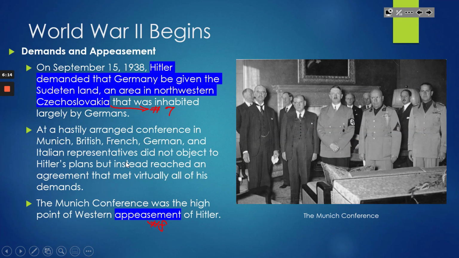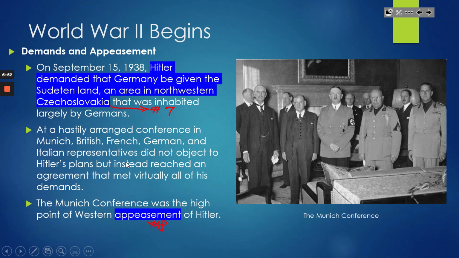All right, here's 7 and 8. This is more of an appeasement. So now that he's able to get Austria, he's like, well, why not get the others, right? So he demands that he be given the Sudetenland, which is an area in northwestern Czechoslovakia that was inhabited by a lot of Germans. He demands that he should have it. Now, Britain and France are paying a little bit more attention. They're like, okay, he's taking this a little far now. Let's see what we can do in order to meet his demands and try to keep him quiet, right?